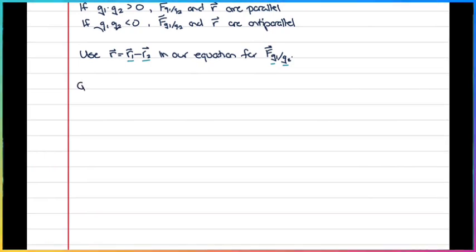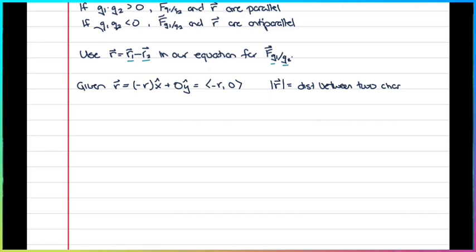So given this position vector, which we said is negative r x hat, and again, if I want to be explicit, there's a plus 0 y hat, or if I want to write it with brackets, negative r comma 0. Then the magnitude of this vector, what does the magnitude represent? That represents the distance between the two charges. That seems like it should be useful, because in Coulomb's law, the 1 over r squared, that r squared is the distance squared between the two charges.